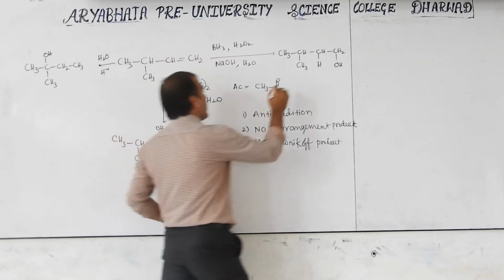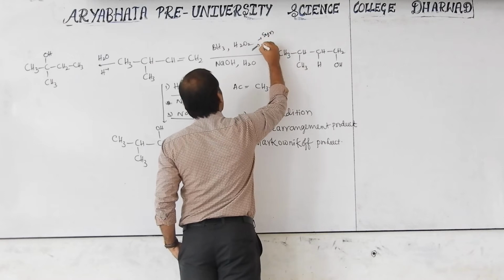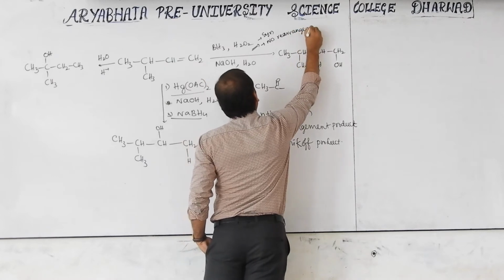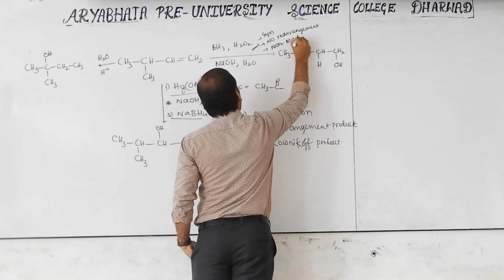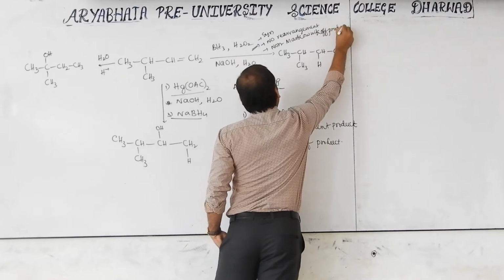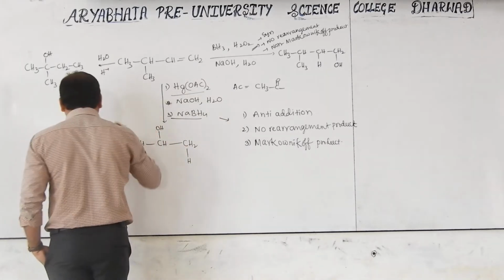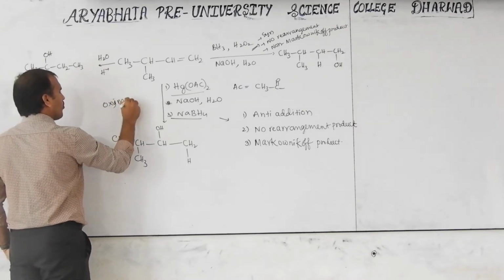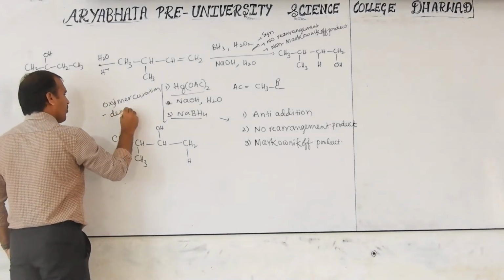I will give it once again here. With respect to this, what are the products? One is syn addition. Second one, no rearrangement. Next, non-Markovnikov products. So this is with respect to BH3, and this is oxymercuration, demercuration. If you want the name here, I will write oxymercuration, demercuration.